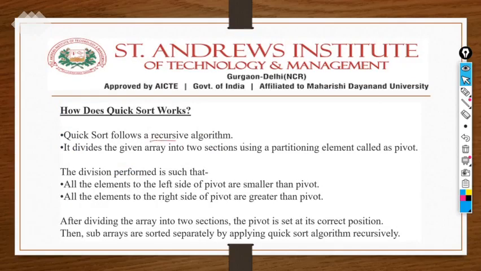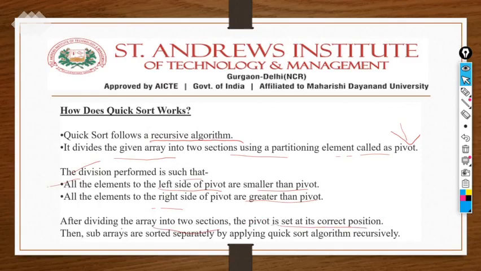First of all, it follows the recursive algorithm approach. Why is it so? We are dividing the array into two sections by partitioning the element that is called a pivot, right? The division is performed such that all the elements on the left side of the pivot are smaller and those on the right-hand side are greater. I have already mentioned it to you, right? So once these two sections are divided, the pivot is set at its correct position. That is important.